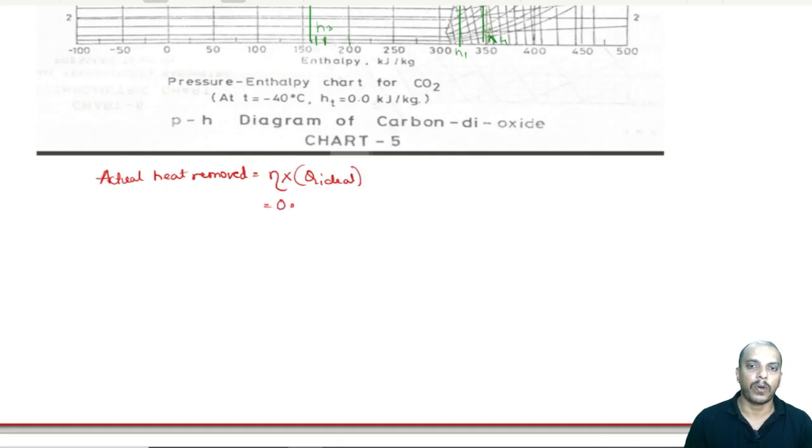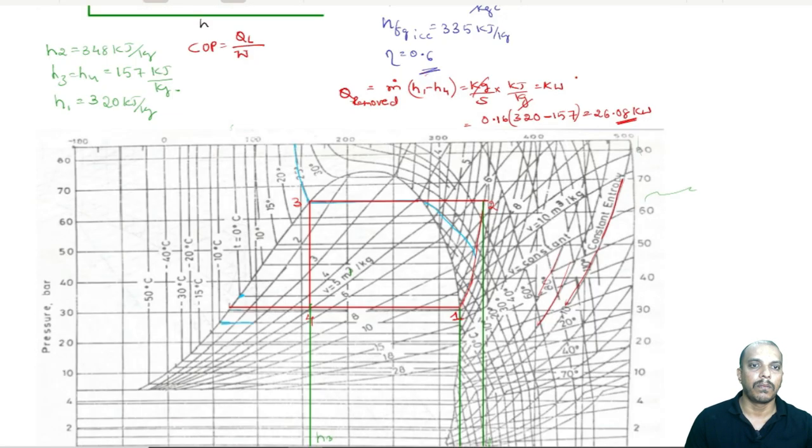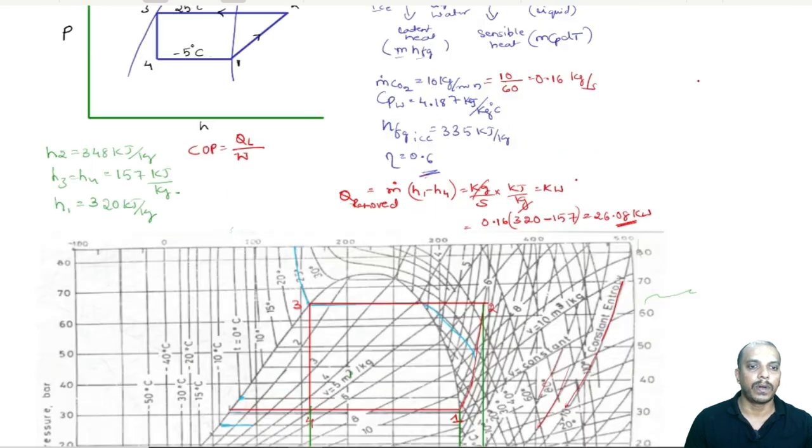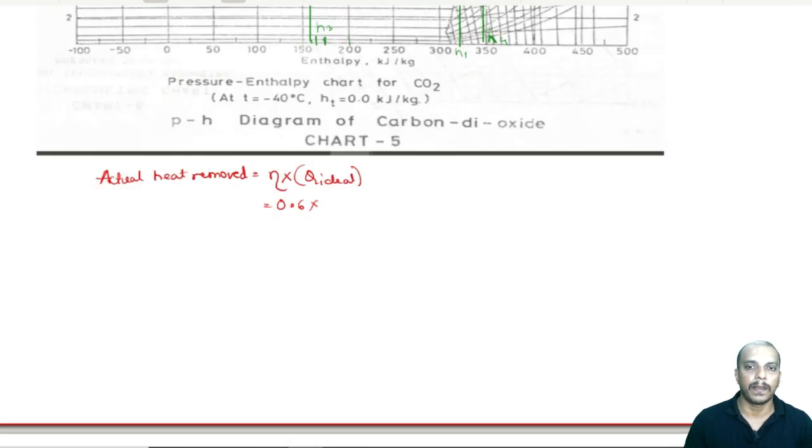So actual heat removed is equal to efficiency multiplied by ideal heat removed. That is 0.6 into 26.08, and we have got 15.648 kilowatt.